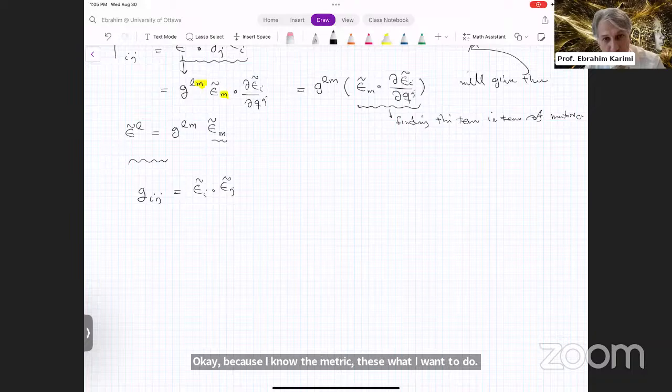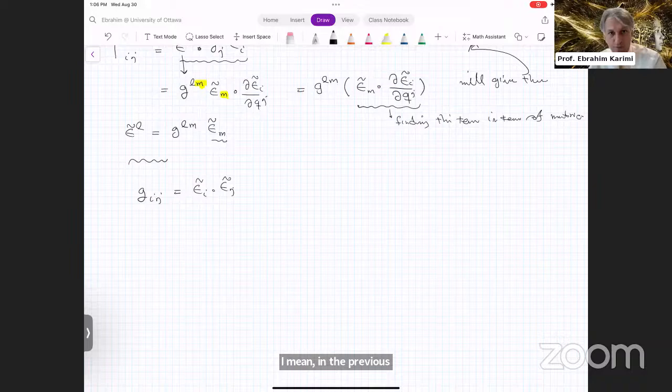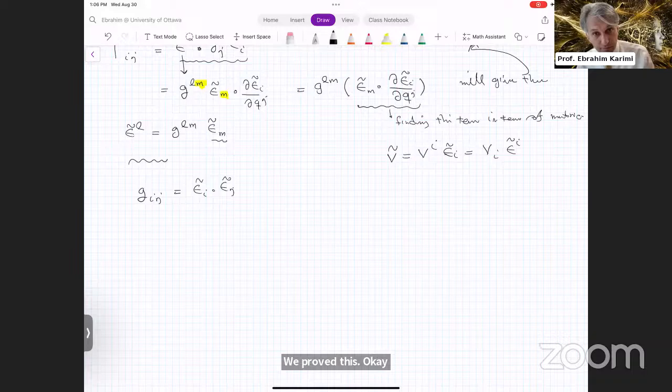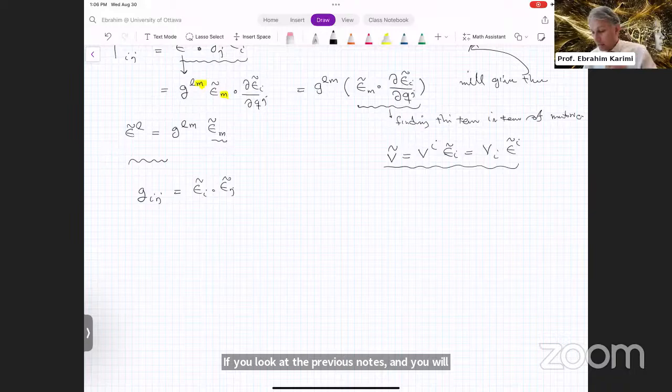Subra is asking why we are using the metric to lower the index. In the previous lecture, we proved this. If you look at the previous lecture, we showed that any vector V can be written as V^i epsilon i, or in the other formalism, V_i epsilon^i. We proved this. If you look at the previous notes, you will see that we essentially showed you can move from one formalism to the other. Yeah, thank you very much.